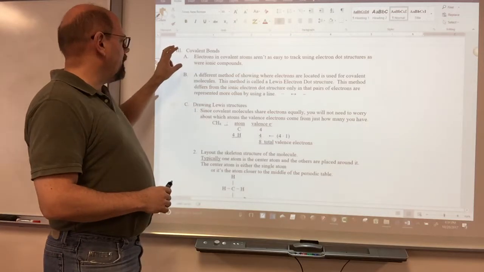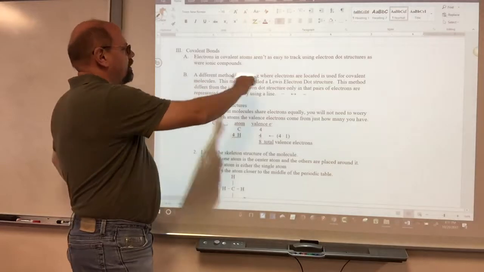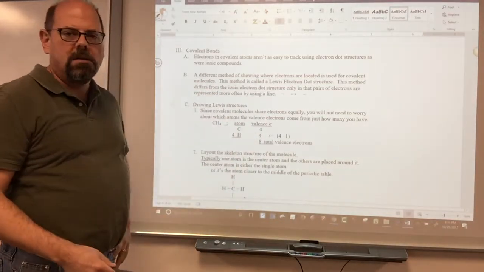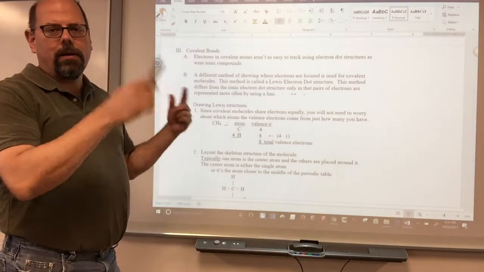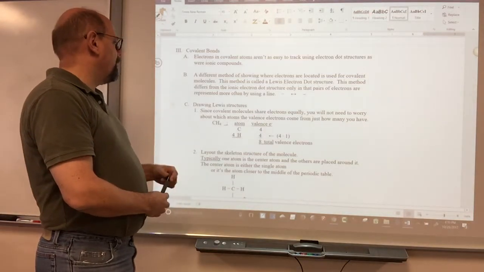So when we're talking about covalent compounds, things from the nonmetal side react with other things from the nonmetal side, and the electrons in covalent compounds aren't as easy to track. You can't tell where they're coming from. So you're just going to throw them into a bucket and a pile, as they were in the ionic compound.